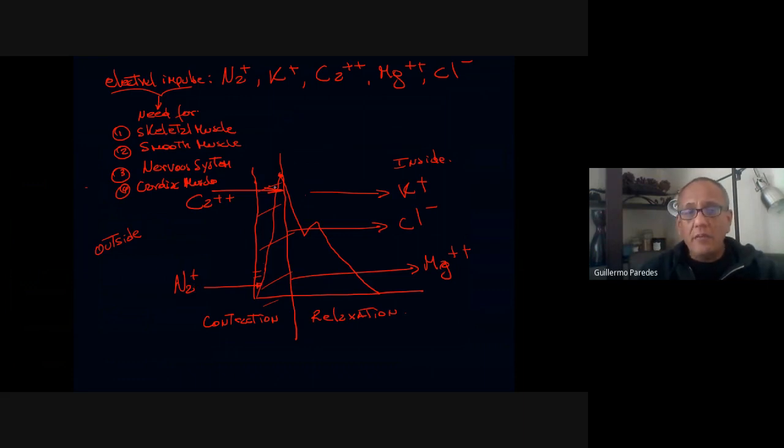And then to complete the contraction, calcium is going to enter. And then for the relaxation, potassium needs to come out, chloride comes out, and magnesium comes out. When we apply this, I'm going to give you an example just to let you know what it's used for.